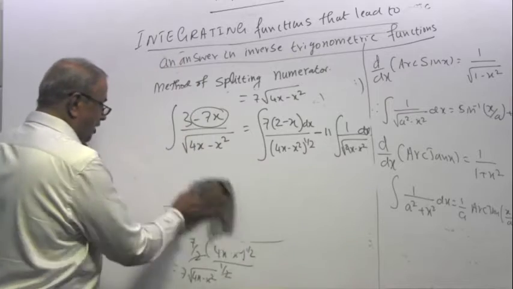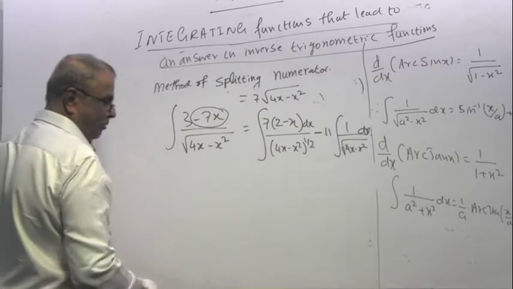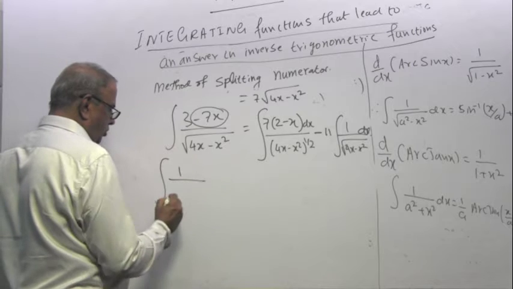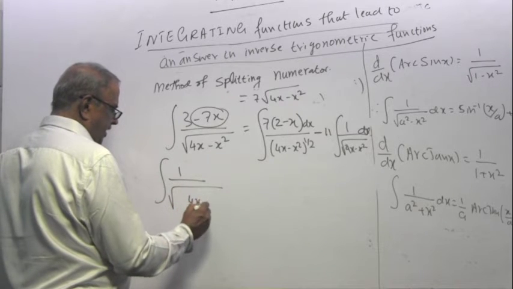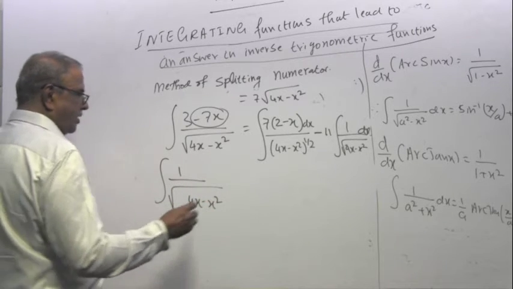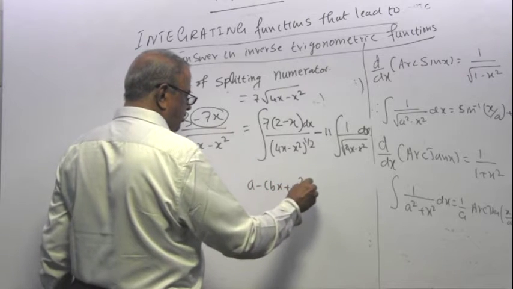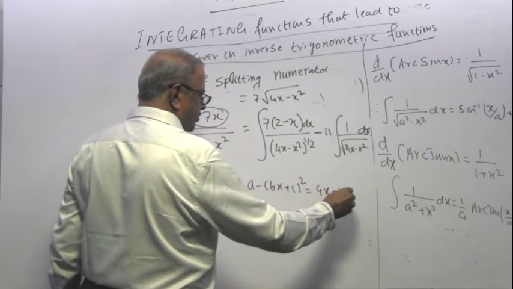That would be a 10-mark question, because there's quite a bit of work to be done. Now I have integral 1 over root 4x minus x squared. So a minus bx plus c the whole squared is 4x minus x squared.